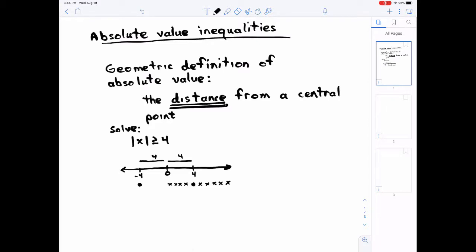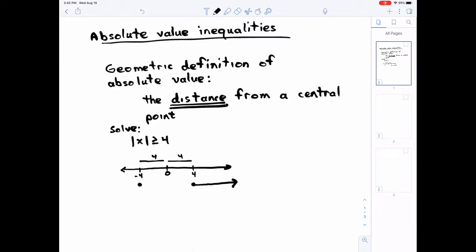include those. Okay? So I'm going to get rid of the little x's. You wouldn't have to put the little x's. I'm just trying to show you something. So I want to include 4 and larger. Those are all the distances that are 4 and larger, 4 and more than 4 away from 0.